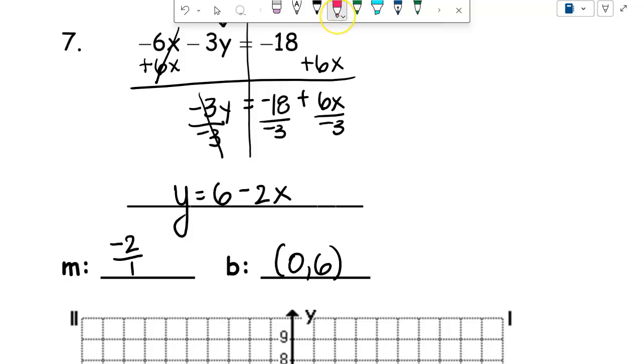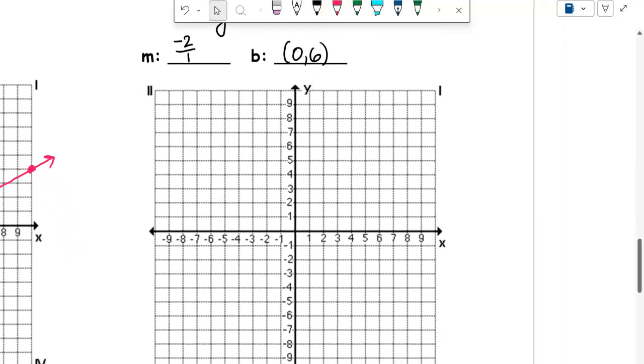So let's get to graphing. We start on the y-axis at 6. Remember, we always start here on this line. And on this graph, it tells us we're going to move down 2, right 1, down 2, right 1, down 2, right 1. And this one, we have a nice straight line, and we're done with that graph.